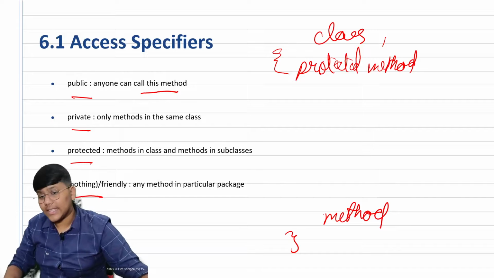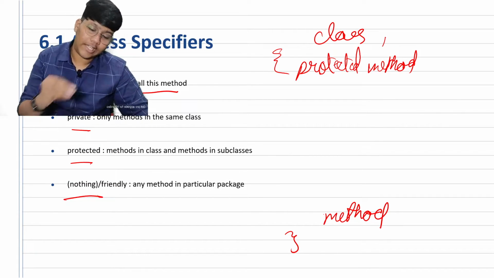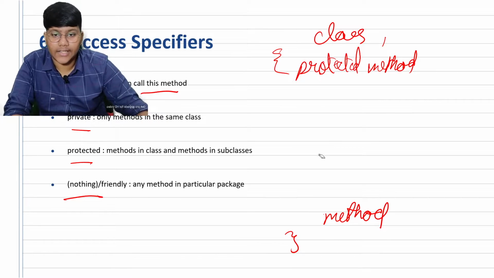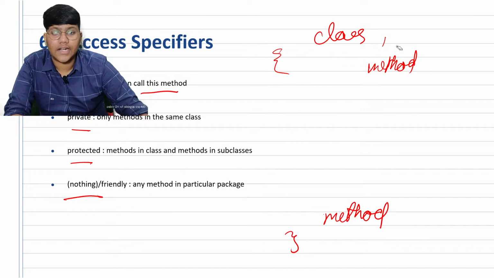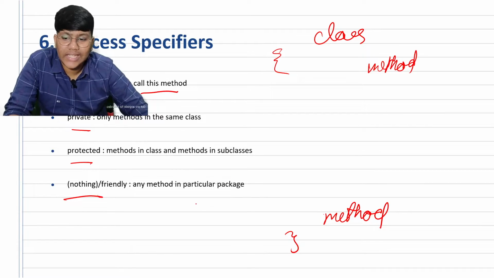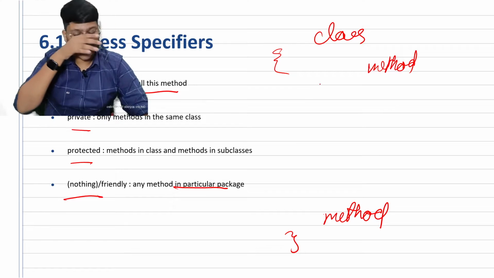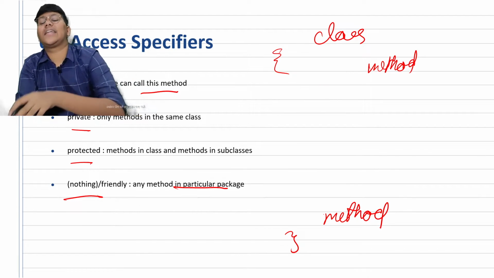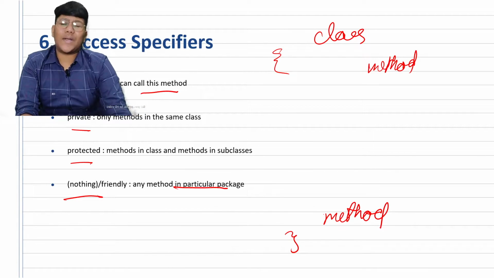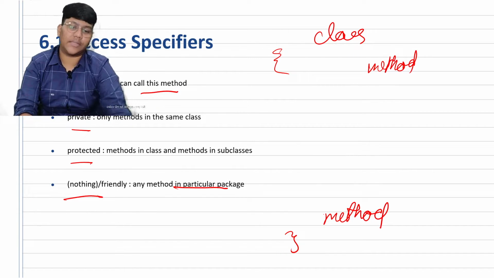Now comes nothing, or friendly, which is also called default. If we write nothing instead of an access specifier, it becomes friendly or default. It is known as friendly or default: any method in the particular package. The classes are inside a package, so any method inside the package can call this method.